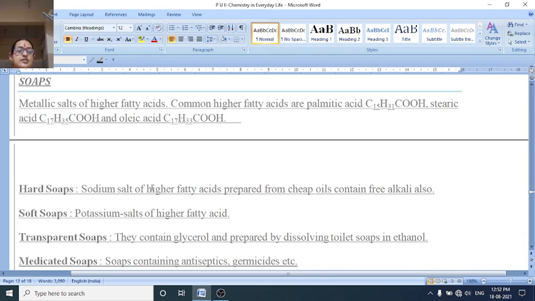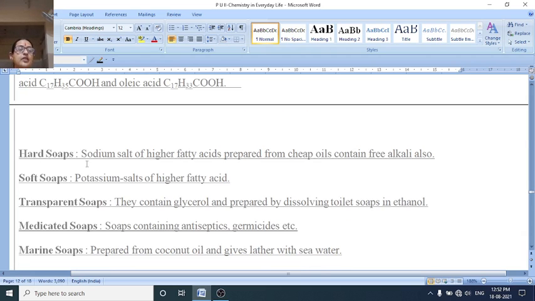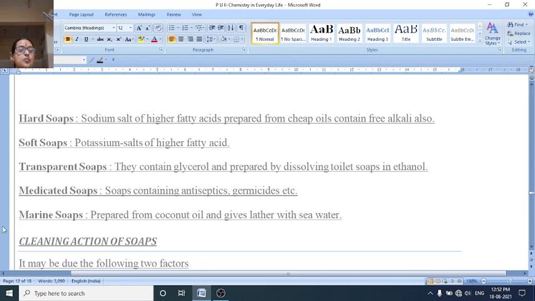These are the names of the soaps: hard soap, soft soap, transparent soap, medicated soap, marine soap. These are the types of soaps. Hard soaps are nothing but sodium salt of higher fatty acid prepared from cheap oil, and contain free alkali also. Next is soft soap, which contains potassium salt of higher fatty acids.